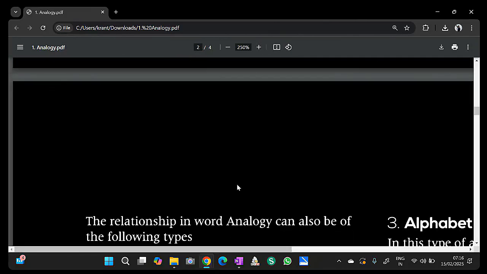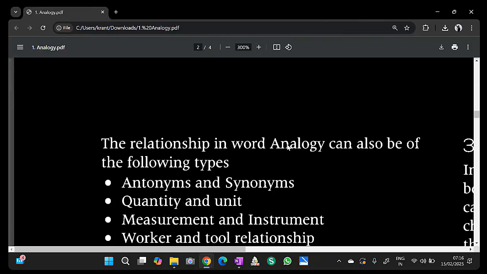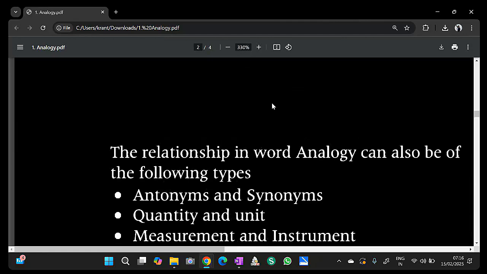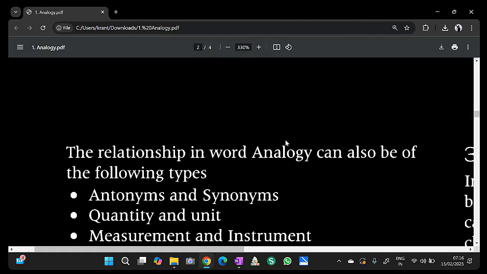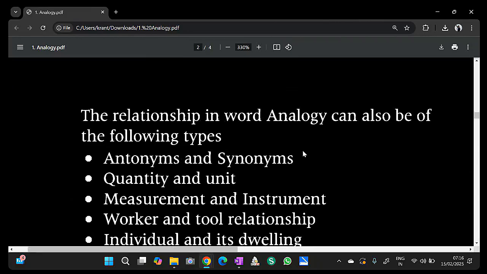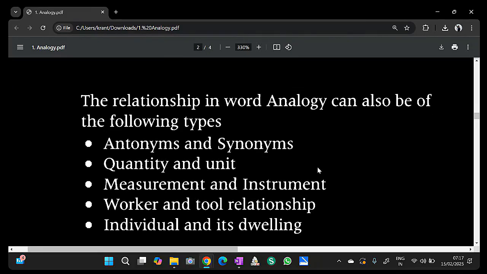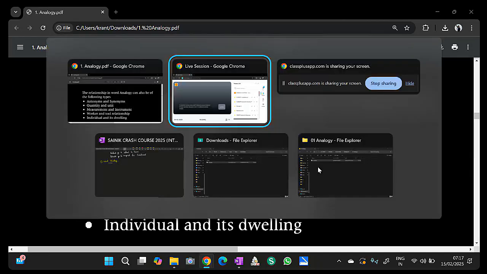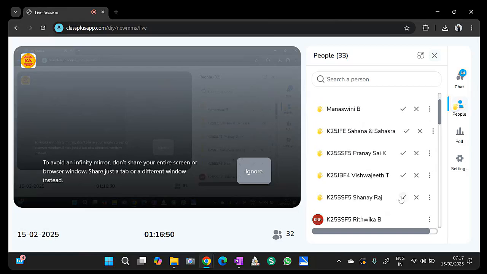Here are some examples. The relationships in word analogy can be of the following types: antonyms and synonyms, quantity and unit, measurement and instrument, worker and tool relationship, and individual and its dwelling place. So till now, whatever doubts are there, you can raise a hand.